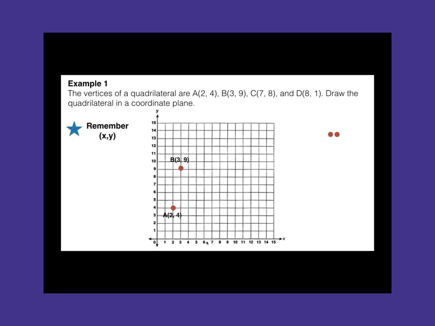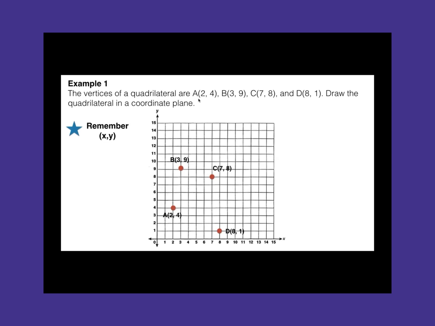C is at (7, 8). Go over 7, up 8, right there. Label that. And then finally D, over 8 and up 1. Over 8 and up 1. Okay. And then label that. Really, it's pretty simple. You just got to make sure that you always remember the x coordinate comes first, then the y. And if you want to think about it, X comes first in the alphabet, then Y. Maybe that could help you out to remember it.